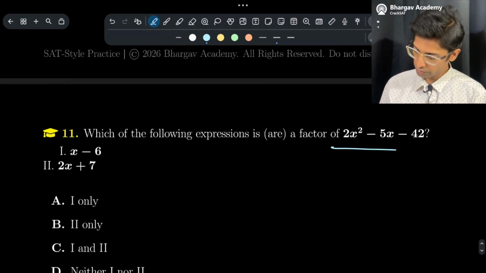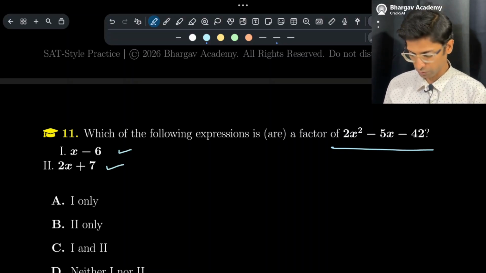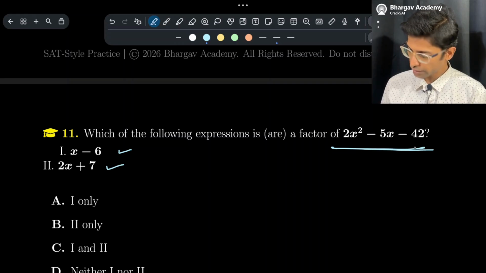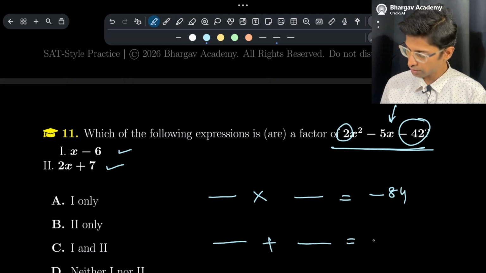Okay, so here we have an expression. He's asking you regarding the factors of it. Which of the following expressions are factors? So again I have to split this middle term such that this expression becomes factorizable. So multiply two numbers, you should be getting minus 42 into 2, which is minus 84. Again add these two numbers, you should be getting minus 5.